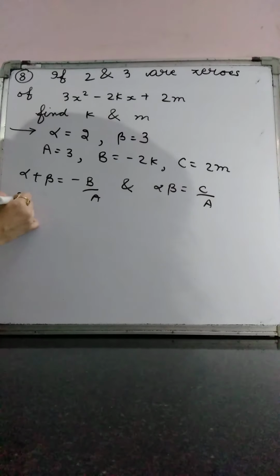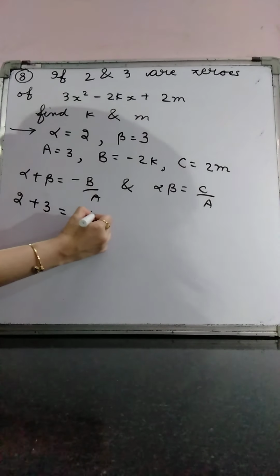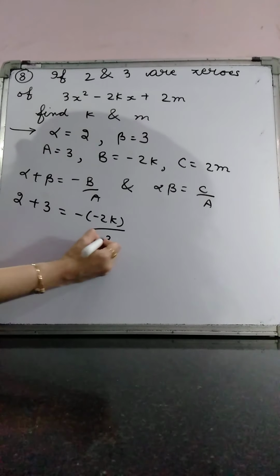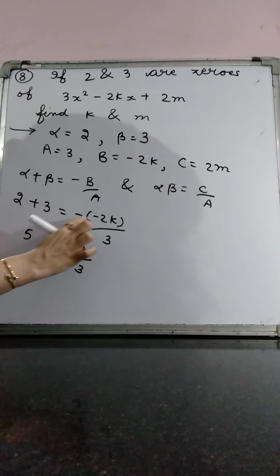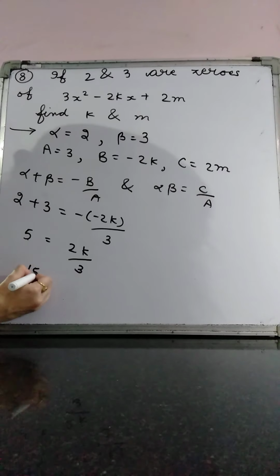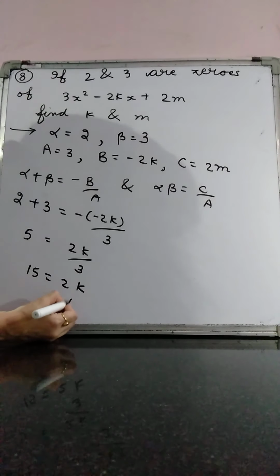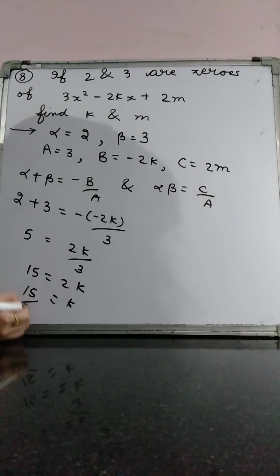Substitute the values of alpha and beta and the value of b and a. 5 is equal to 2k by 3. Minus and minus plus, 3 into 5, 15 is equal to 2k. So the value of k is 15 by 2.